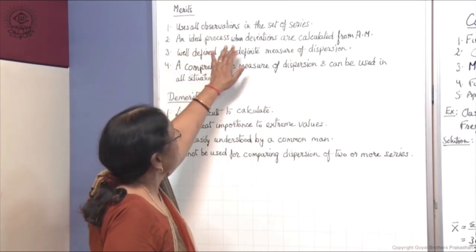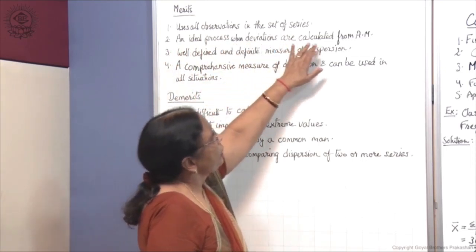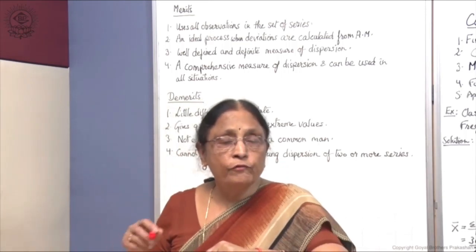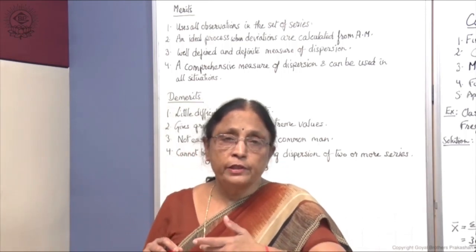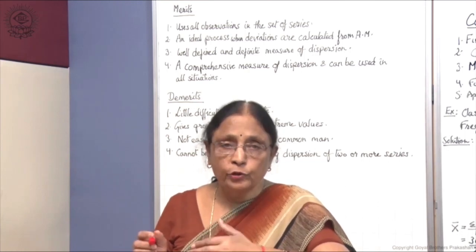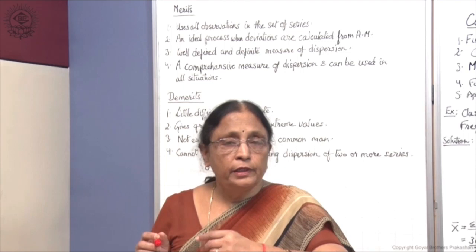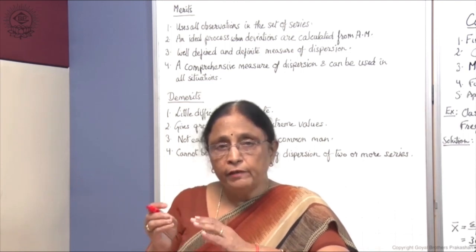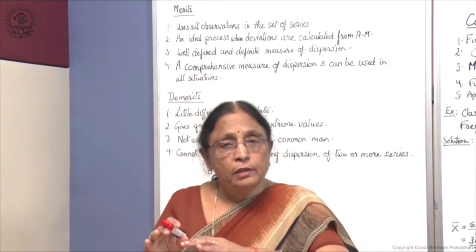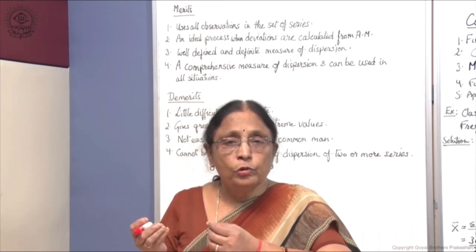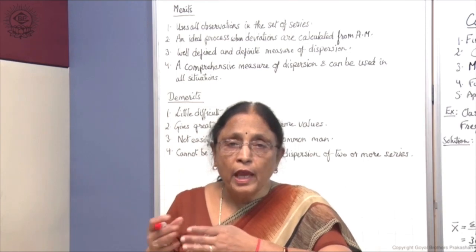An ideal process when deviations are calculated from the arithmetic mean. When deviations are taken from the arithmetic mean, it is considered a very ideal process because it is very accurate, right. In the case of an assumed mean also, it gives a correct figure but maybe with slight variation, but if the deviations are taken from the arithmetic mean, then the total answer is very accurate.